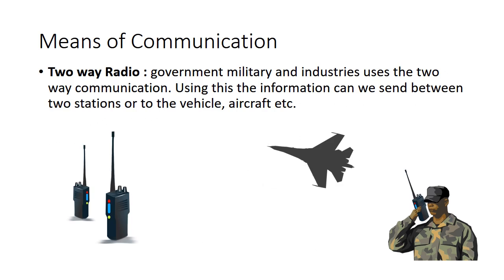Now the next application is two-way radio. Government, military and industry use two-way communication using a radio system. Using this kind of technology, we can send information between two stations or to a vehicle or to an aircraft. You must have seen that police also use this kind of radio system to talk with each other or with the vehicle.